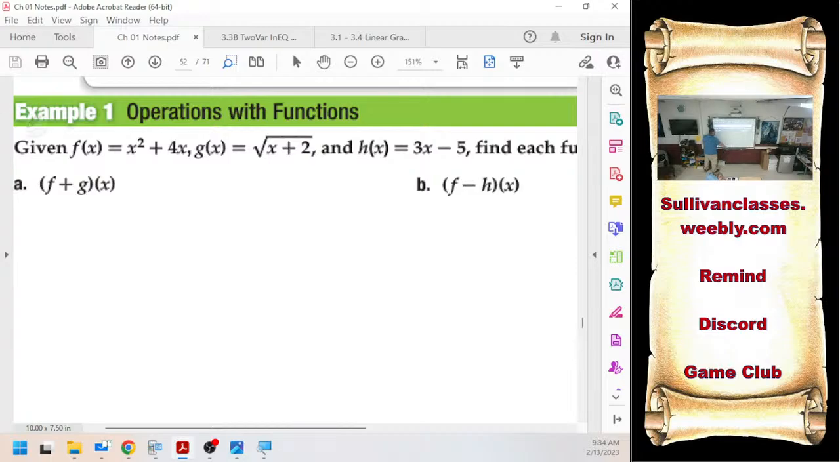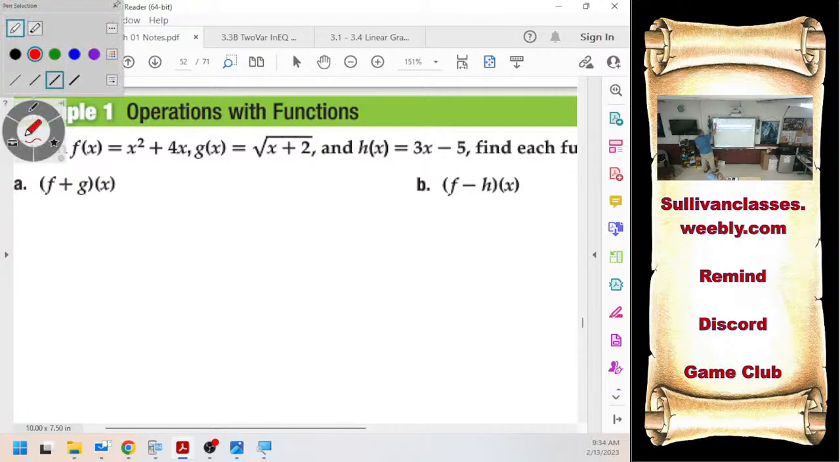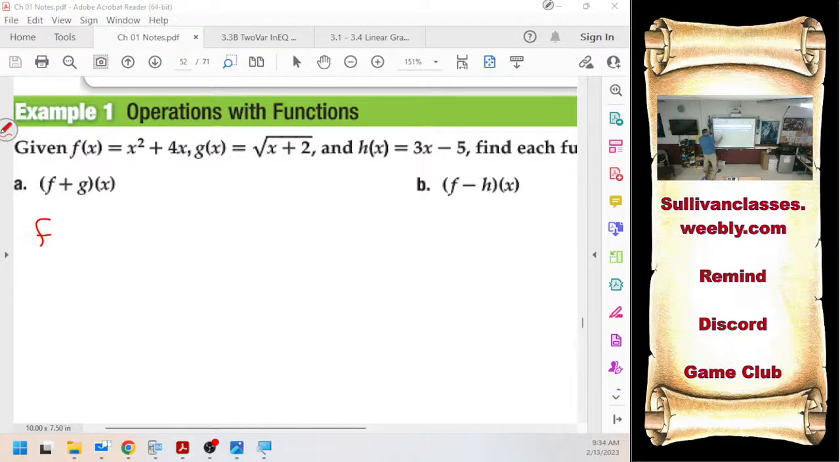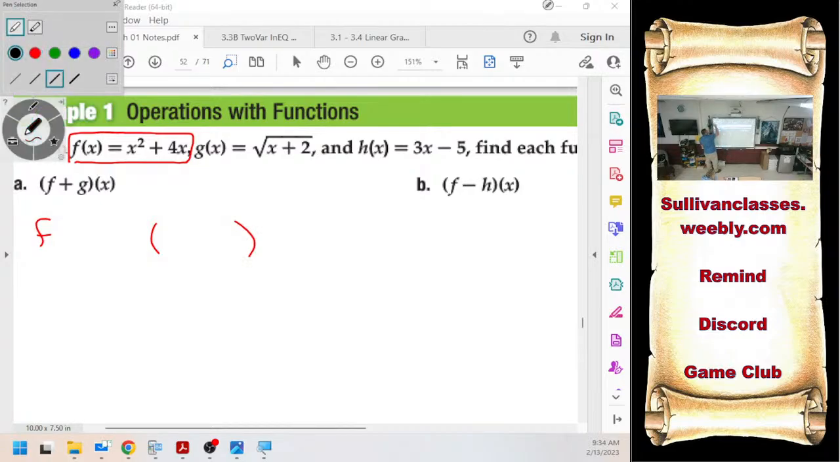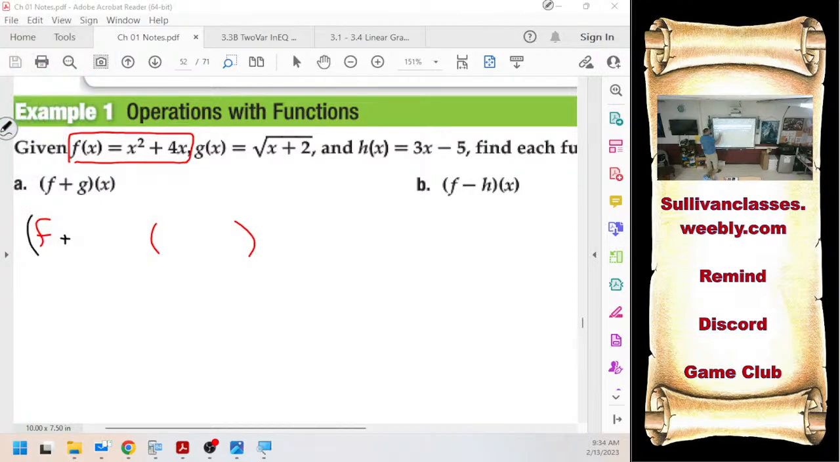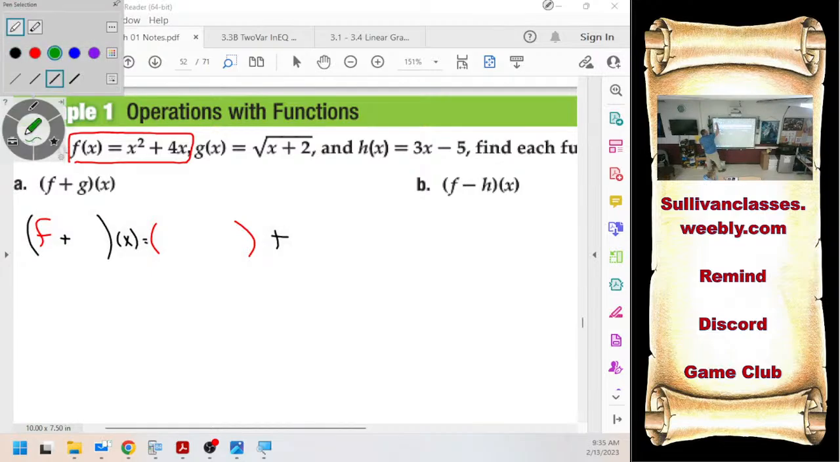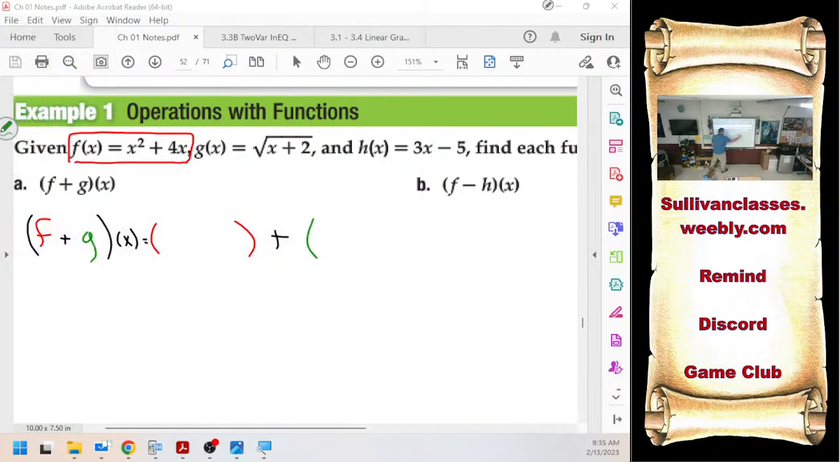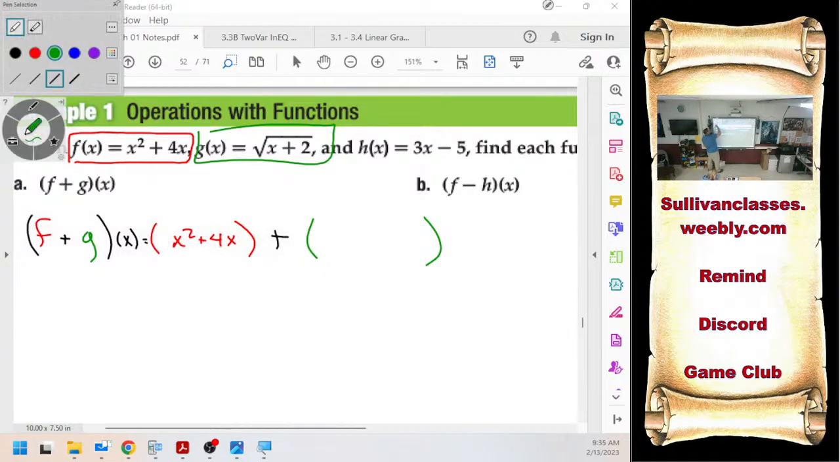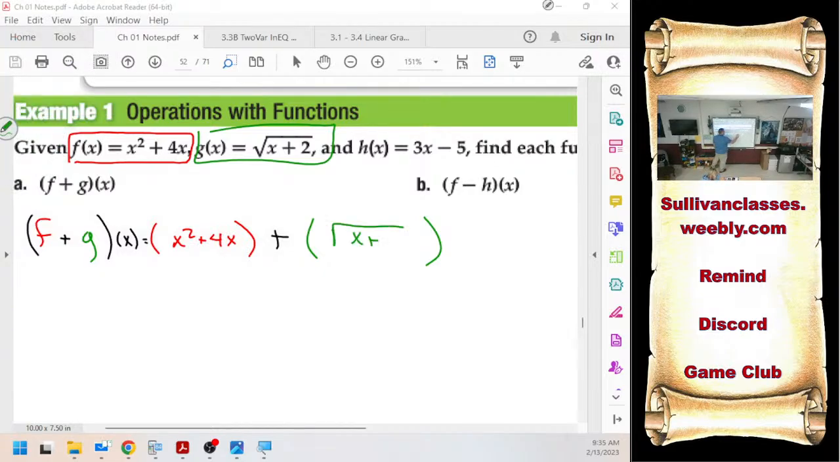When they say f plus g of x, we'll get all pretty colored on here. F is the f rule. When I say plus g of x, I literally mean plus the G rule, and the G rule is this stuff. So I just take x squared plus 4x plus square root of x plus 2.